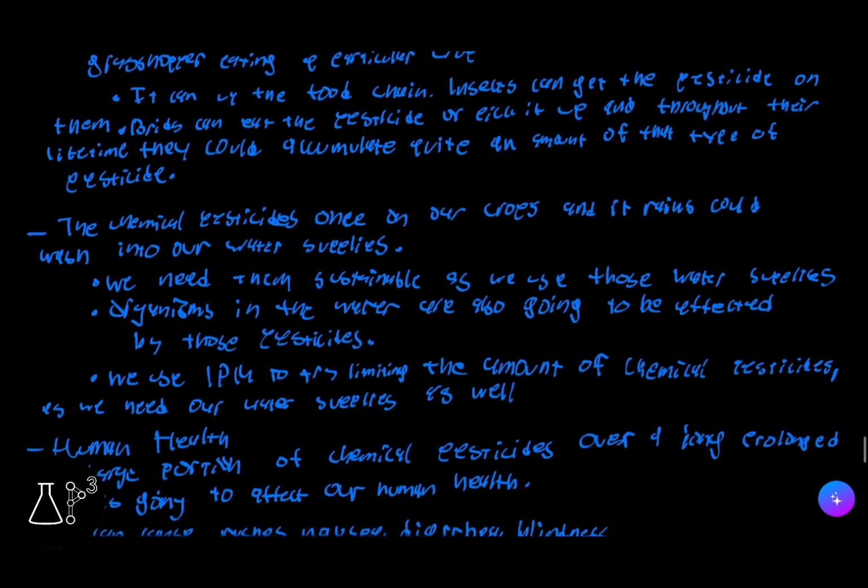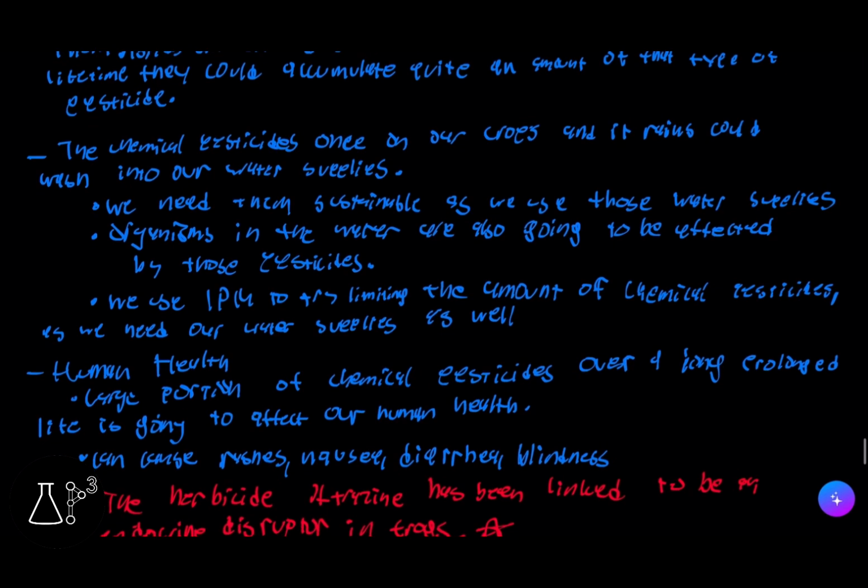And then the chemical pesticides, once they are on our crops and it starts raining, could wash into our water supplies. Now, we need the water supplies to be sustainable as we use those water supplies, and organisms in the water are also going to be affected by those pesticides. So we want to use IPM to reduce the amount of chemical pesticides, because we need the water supplies a lot.